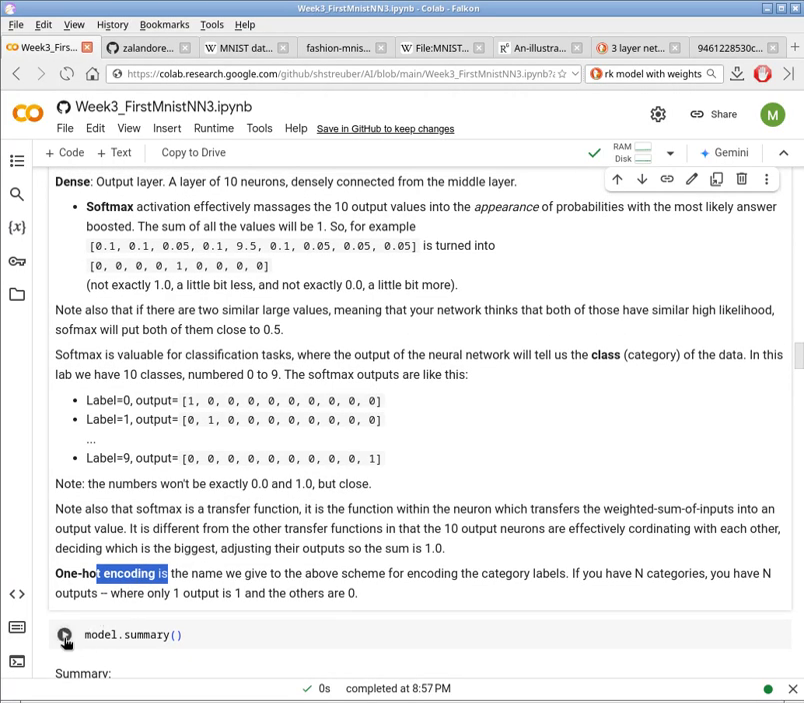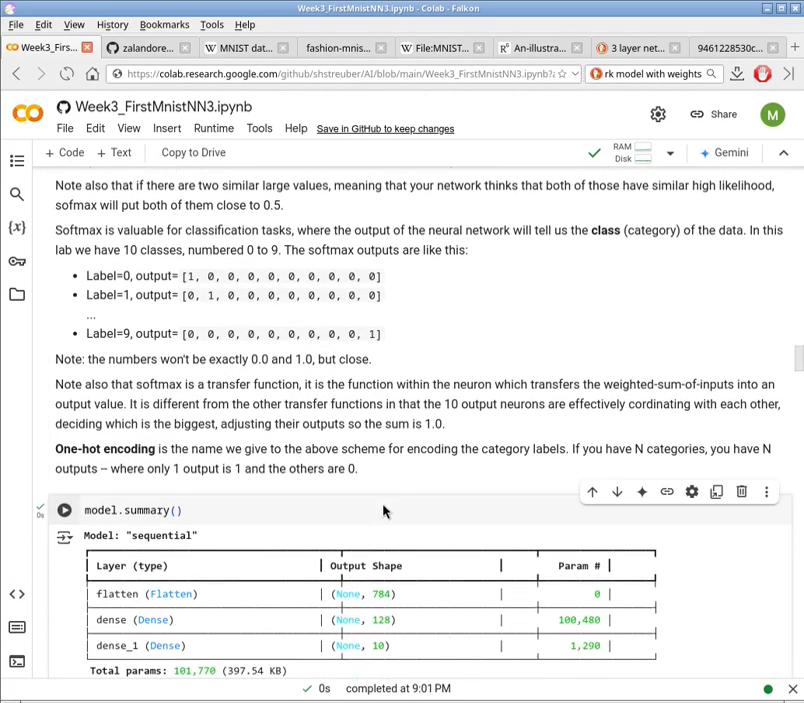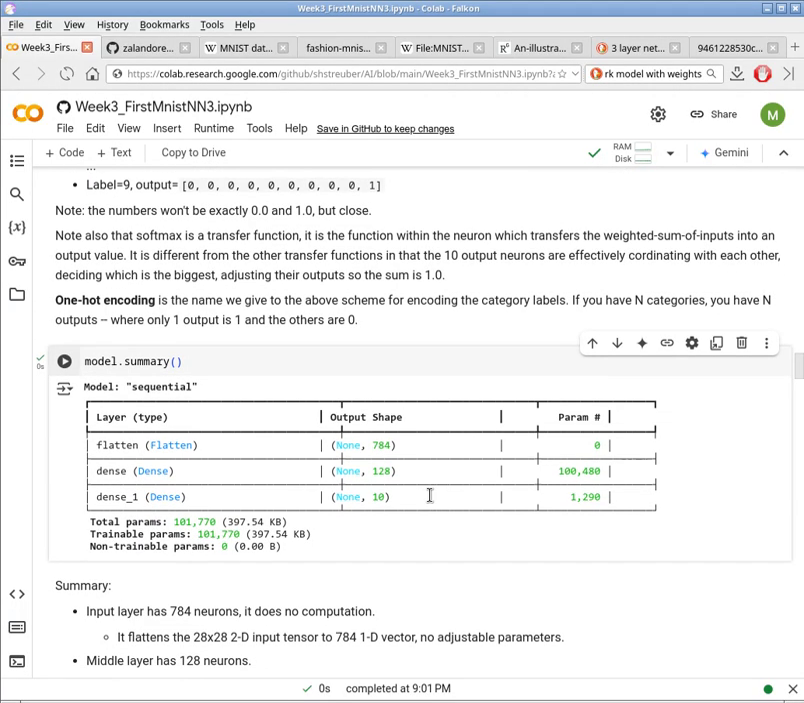Okay, we'll do a summary here, like we did before. Now instead of two trainable parameters, we have what? Okay, well, the flattened layer is going to be producing a single array of 784, right?